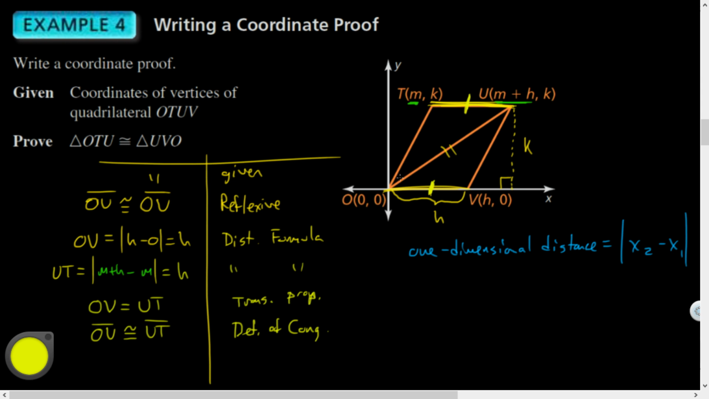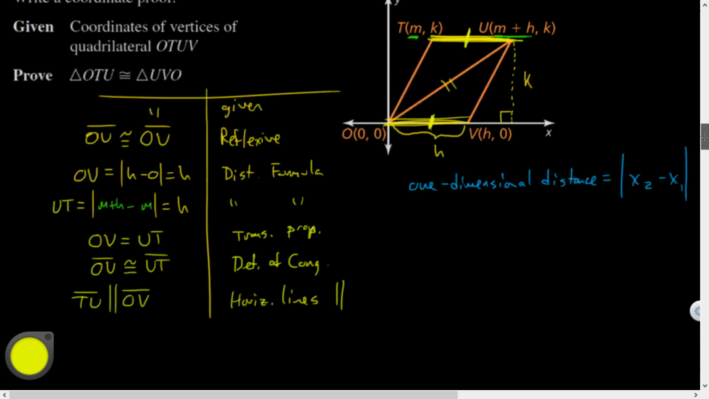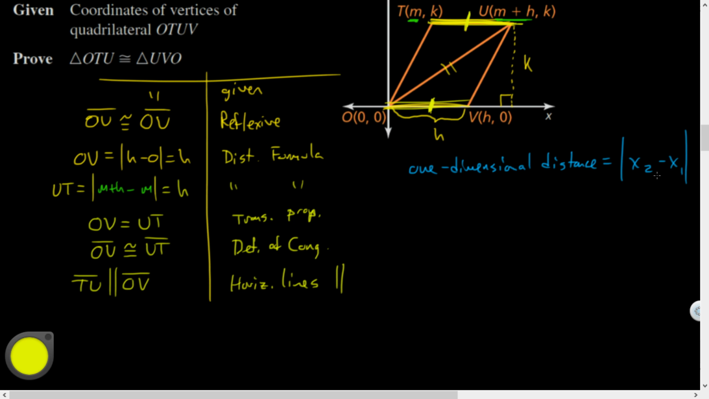Now I could do some diagonal distance formula, but I'd rather not. Do these lines appear to be parallel to each other? Yes. I'm going to say that line TU is parallel to line OV, and as my reason, horizontal lines are parallel. Is that an okay reason to give on the test? I think so. Will there be a lot of this kind of proof on the test? No. If those lines are parallel, how does that help me?